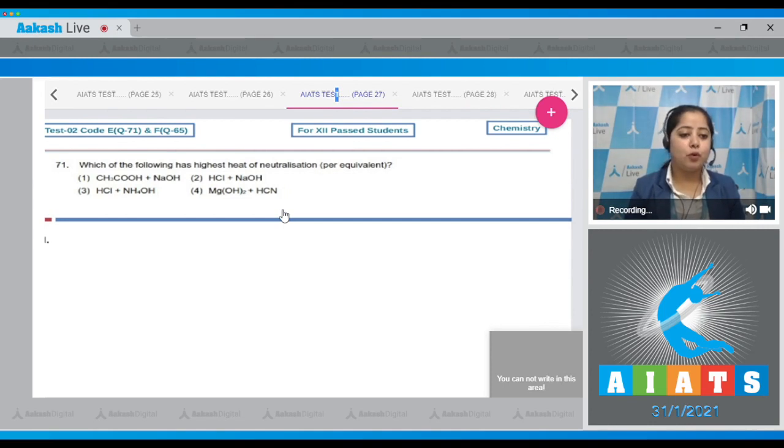So for the given options, in option number 2 there is a strong acid and strong base. That means in option number 2 the heat of neutralization is highest. So the correct answer is option number 2.